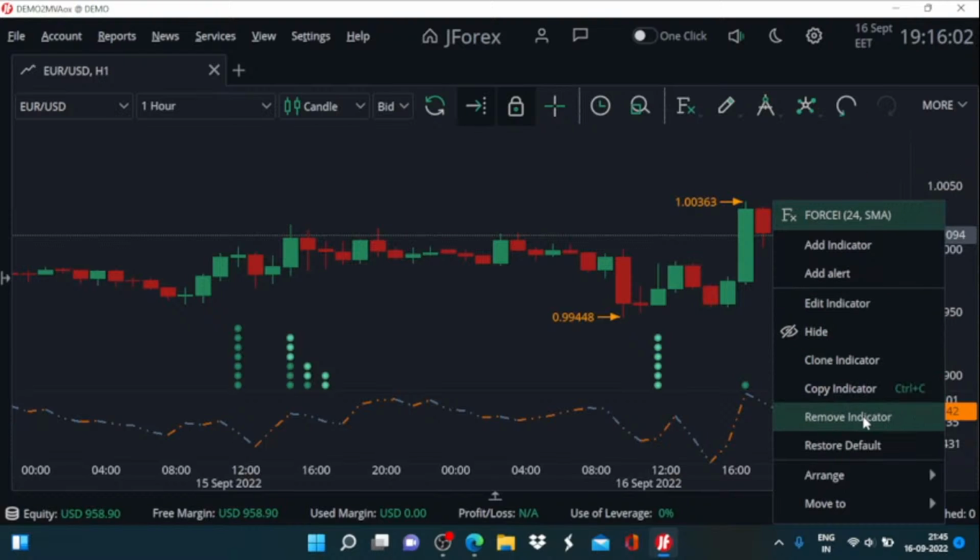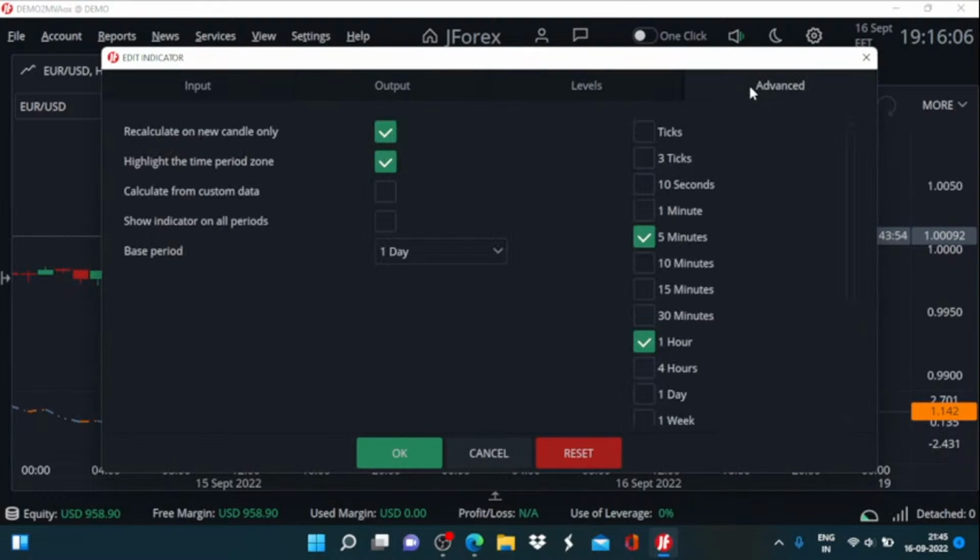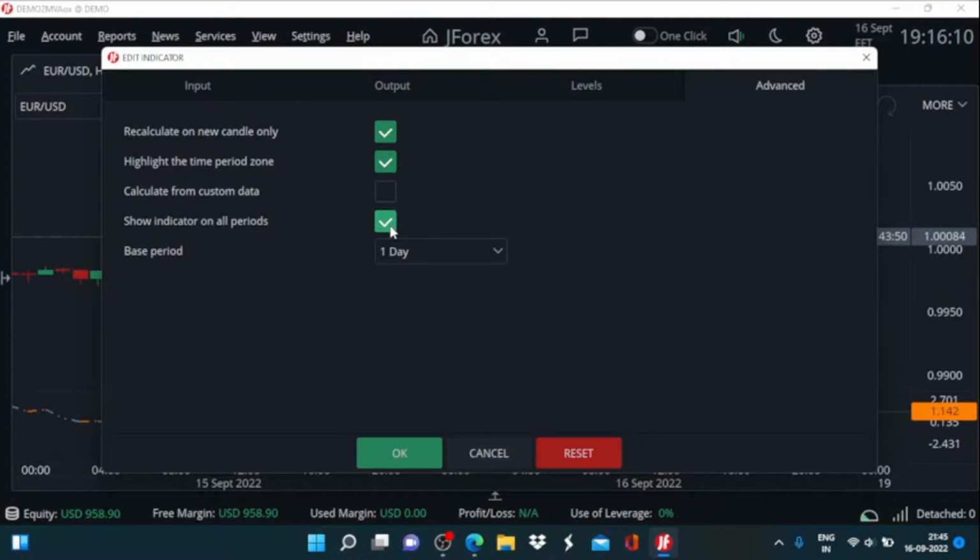All right, now let me again go back to the editing option. I am again opting in for show indicator on all the periods. The base period can be any of these five options. You can go for none, or you can simply define 4 hour, day, week, month. All these options are there.